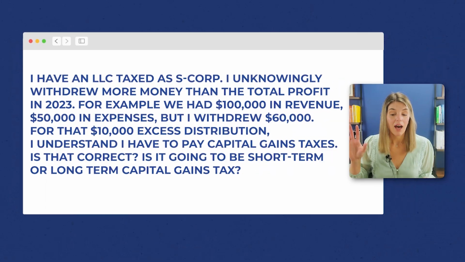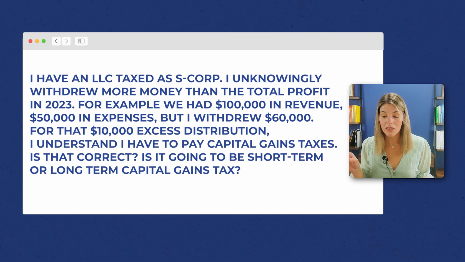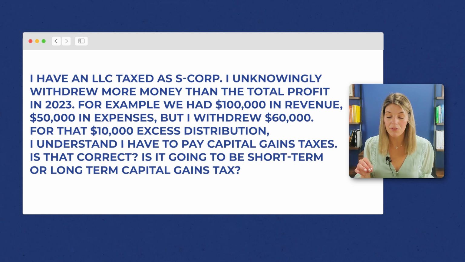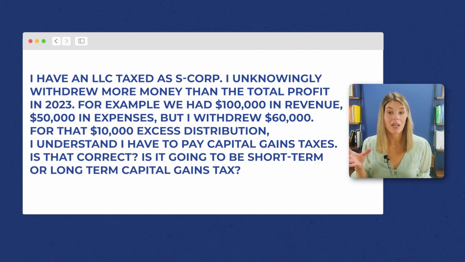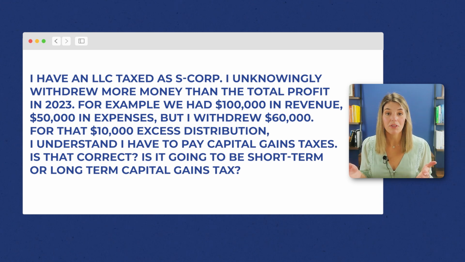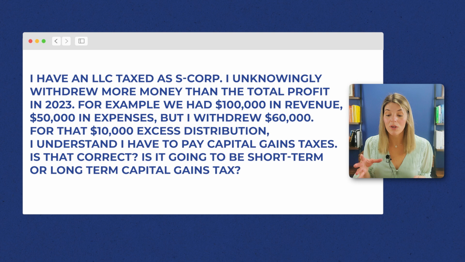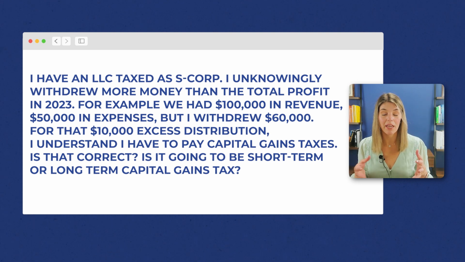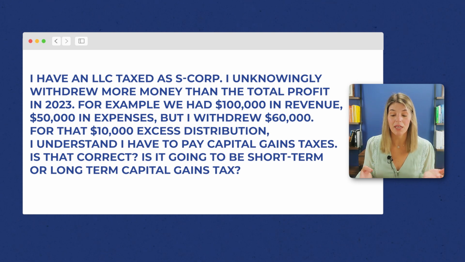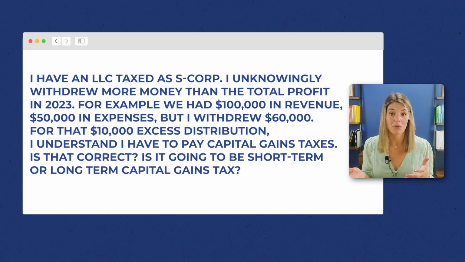All right, so we had a question from a viewer. I'm going to read this to you. I have an LLC taxed as an S corporation. I unknowingly withdrew more money than the total profit in 2023. For example, we had $100,000 in revenue, $50,000 in expenses, so a profit of $50,000, but I withdrew $60,000. For that $10,000 excess distribution, I understand that I have to pay capital gains tax. Is that correct? Is it going to be short-term or long-term capital gains?